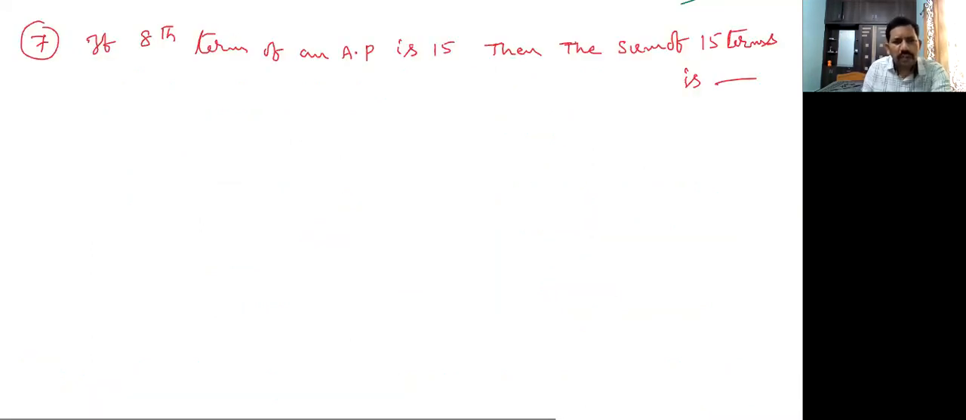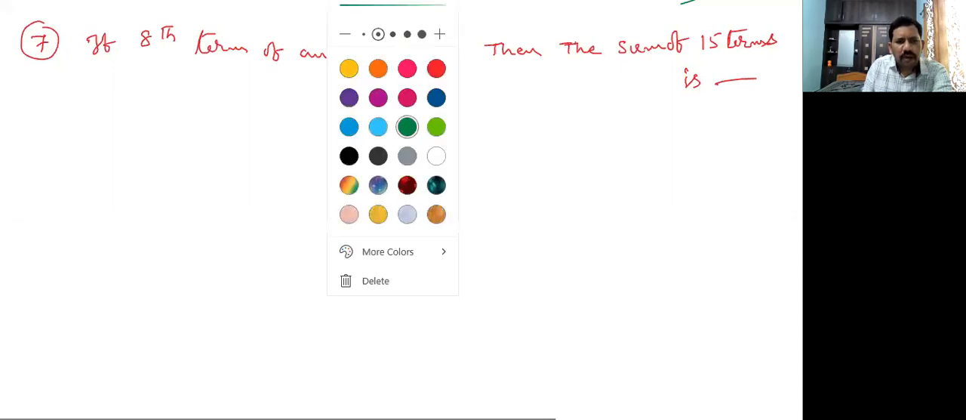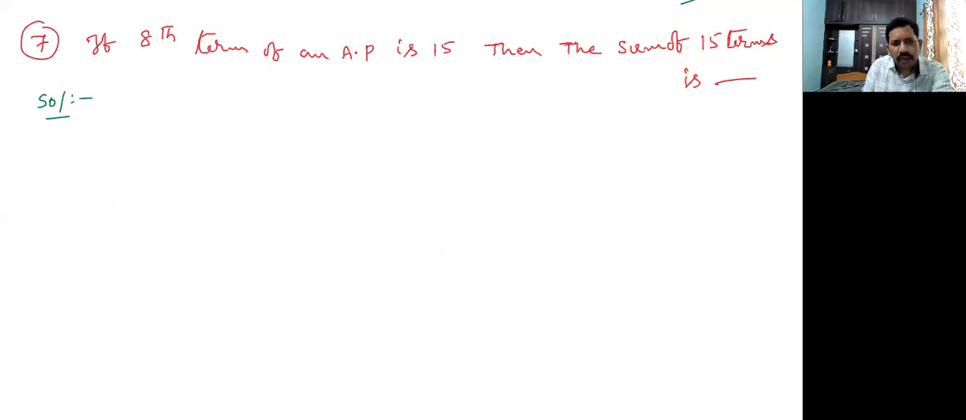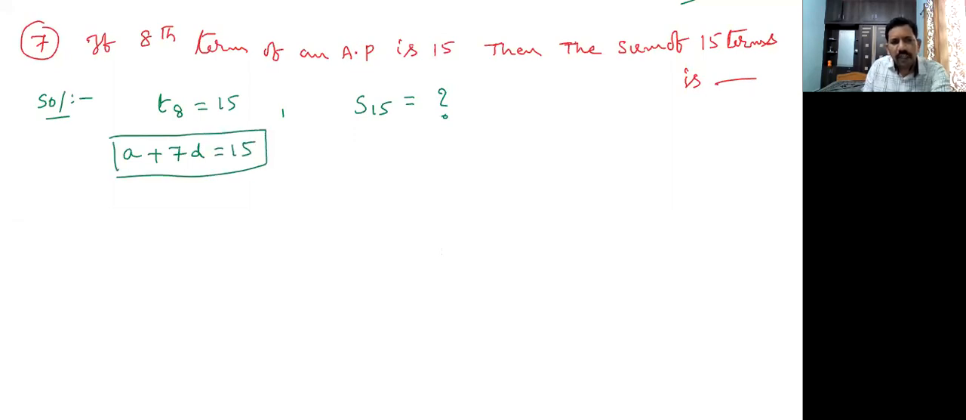How to do this? The eighth term of an AP is 15, given. That means T8 is equal to 15. But what do we need to find? The sum of 15 terms, S15, we need to find. T8, how to write? a plus n minus 1 into d. n means 8, 8 minus 1 is 7. d, that is equal to 15. This value we got. Now I am going to find S15.